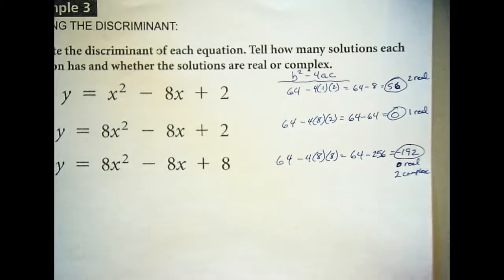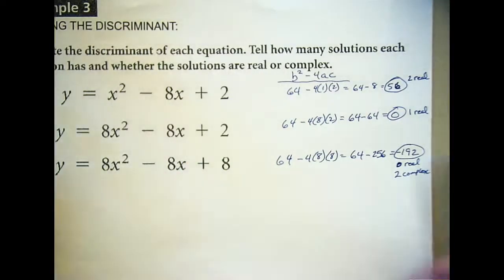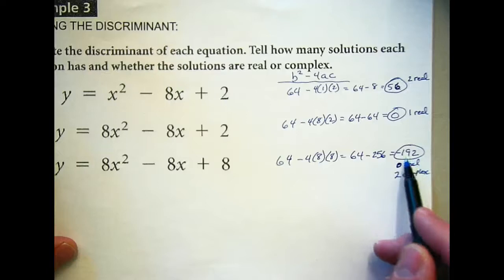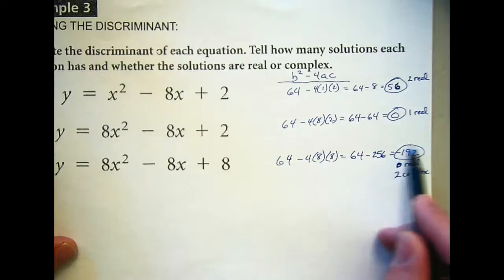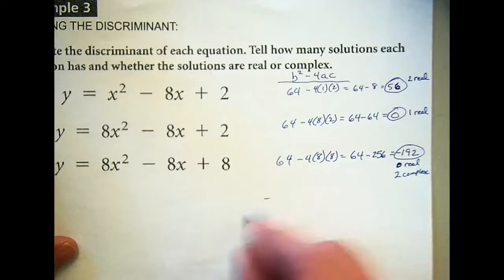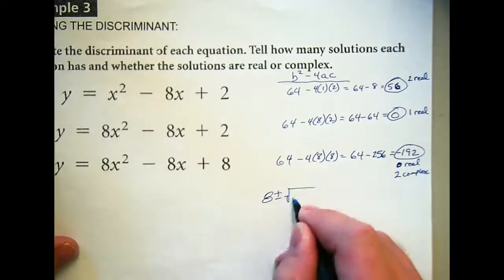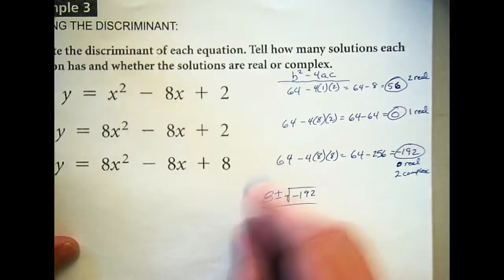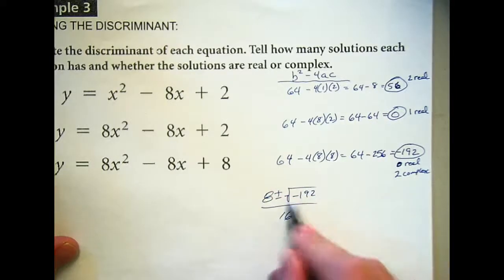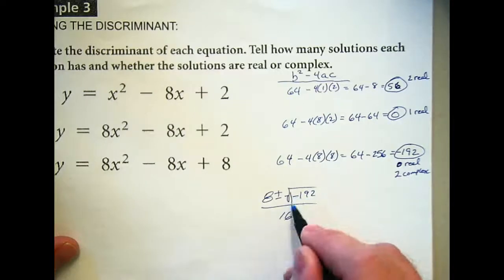How do you know what the complex solutions are? You'd actually have to do the quadratic formula. Well, like how do you know how many there are? I know there are 2. I know my solutions are complex because the discriminant's negative. So if I was to continue this quadratic formula here, I'd have positive 8 plus minus the square root of negative 192, all over 16. And that tells me right here I'm going to have an i, which means those are complex. So that's why we just worry about that piece.